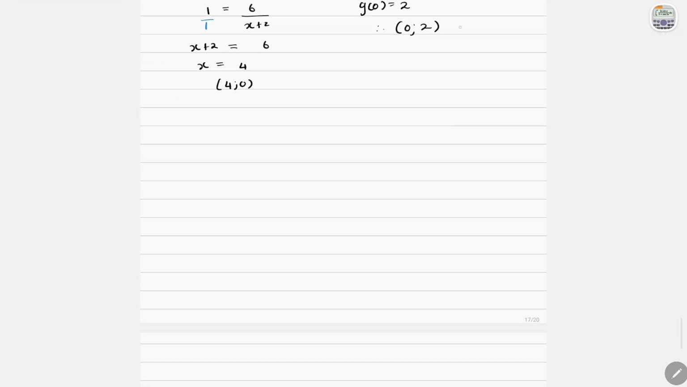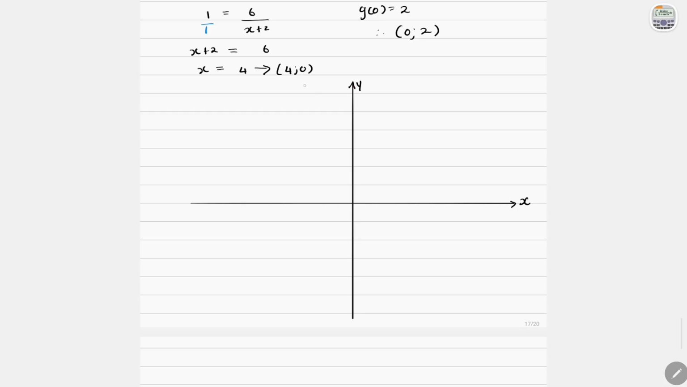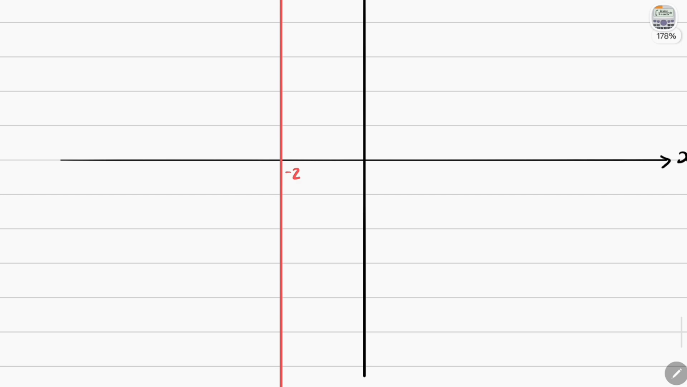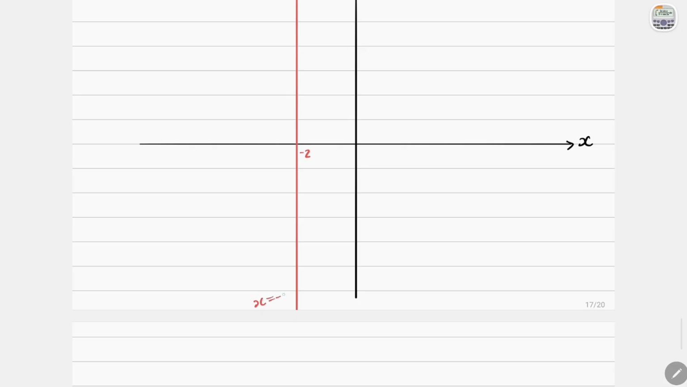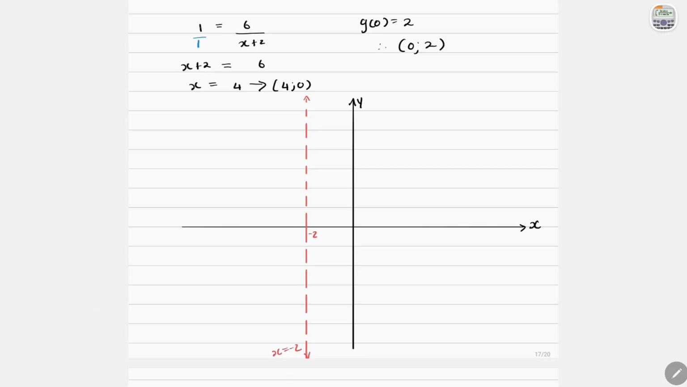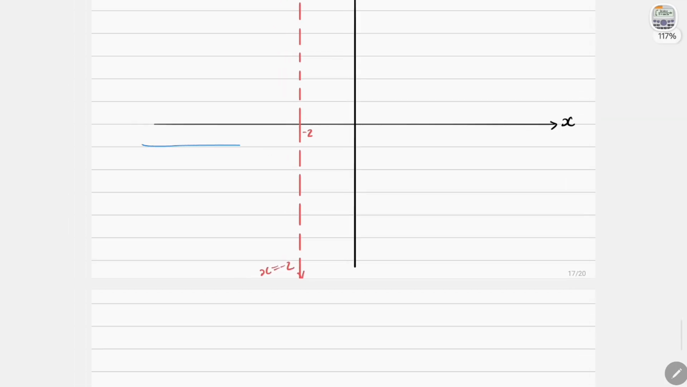Put down your Cartesian plane, and then you can start by putting down your asymptotes. So x is equal to -2 is the vertical asymptote. It's a line passing -2 on the x-axis. You can just write it like that, or you can actually write the equation, x is equal to -2. As long as you show one of these, they can see that that is that asymptote. And then the horizontal asymptote, which is y equals -1. We'll just draw a line passing -1 on the y-axis. So it passes -1, so y equals -1.